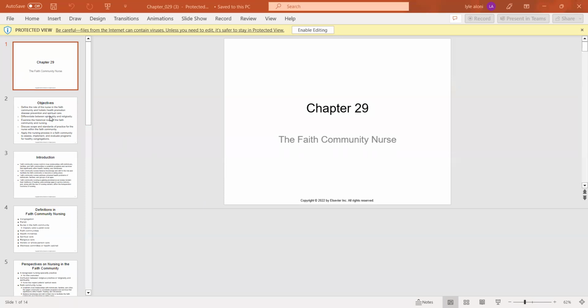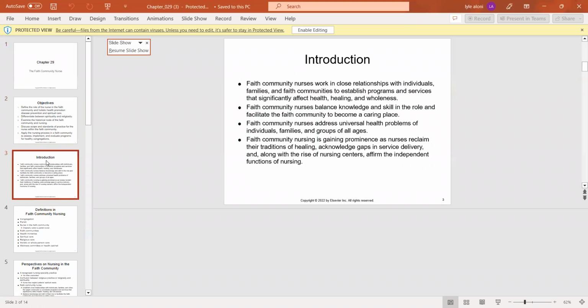All right, so here we have faith and community nursing working in close relationship. We're going to have parish nursing, which is what it's going to be called. It's faith community nursing. So we have faith community nurses that balance their knowledge and skills in the role and facilitate the faith community to become a caring place. We see faith community nursing gaining prominence.